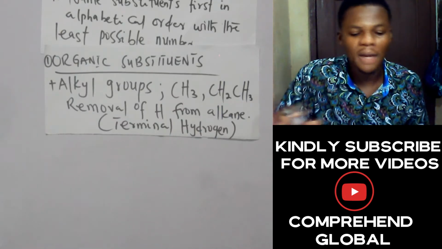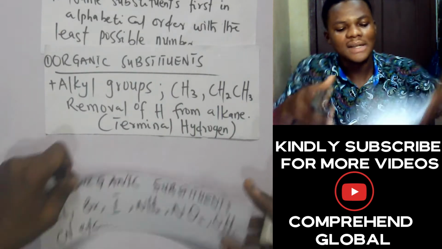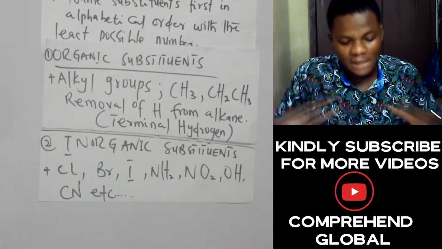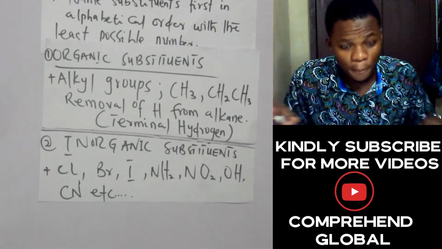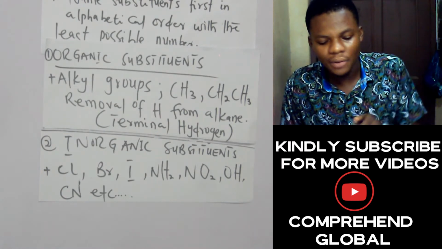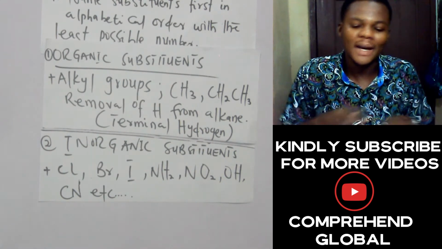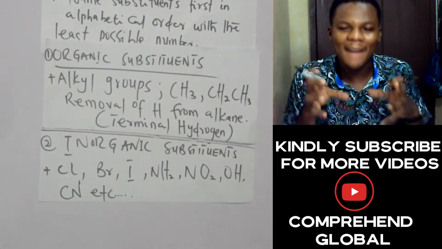Now the second type of substituent is known as the inorganic substituent. Inorganic substituents are substituents that do not contain carbon. So chlorine, bromine, iodine, amine, and so forth. These are inorganic substituents because they do not have carbon in them.